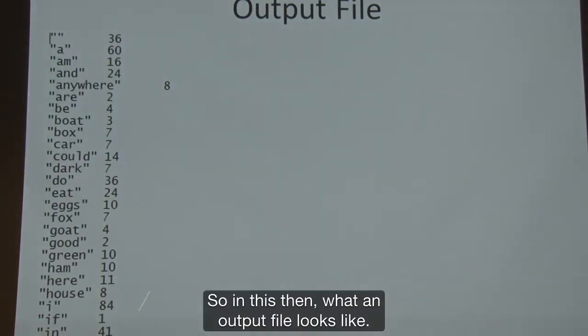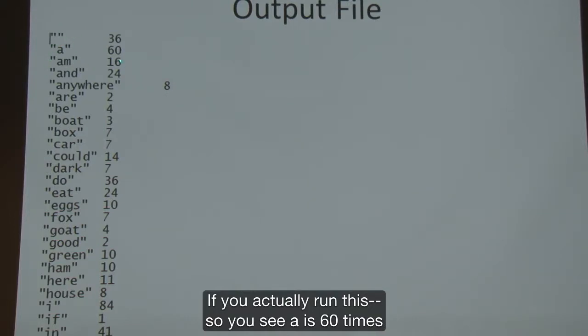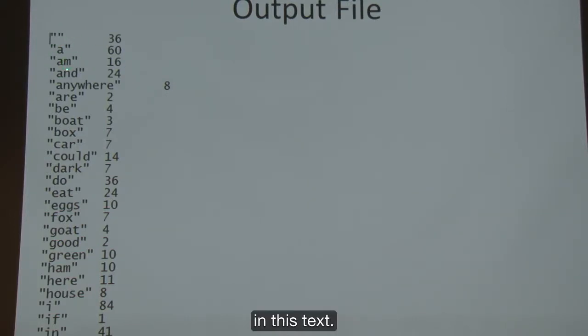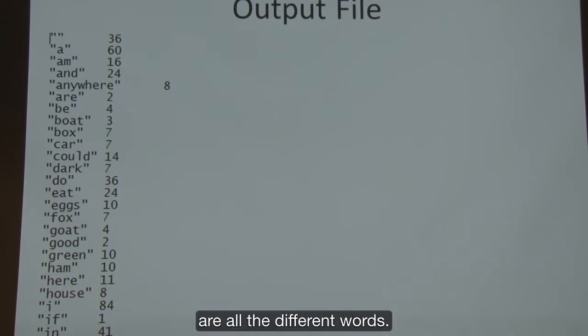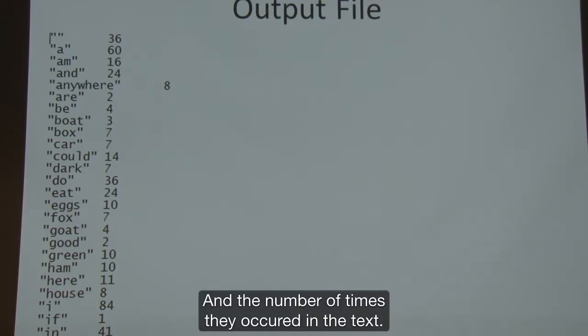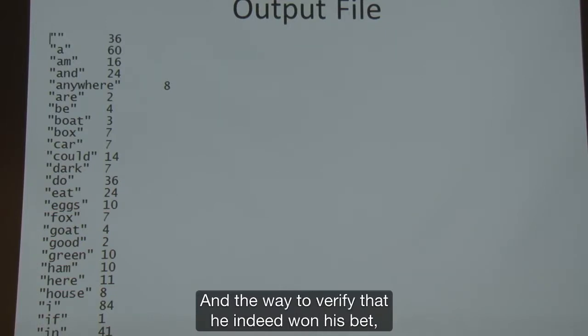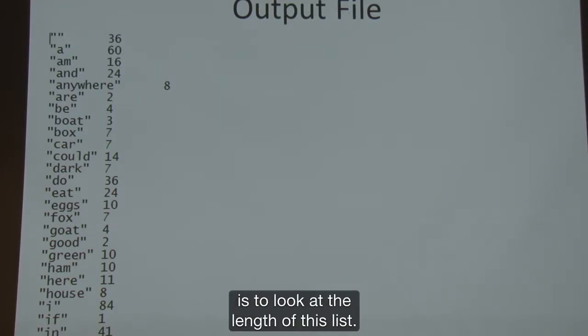So this is what an output file looks like. If you actually run this, you see A is 60 times in this text, M is 16. So you get all the different keys, which were our different words, and the number of times they occurred in the text. And the way to verify that he indeed won his bet is to look at the length of this list.